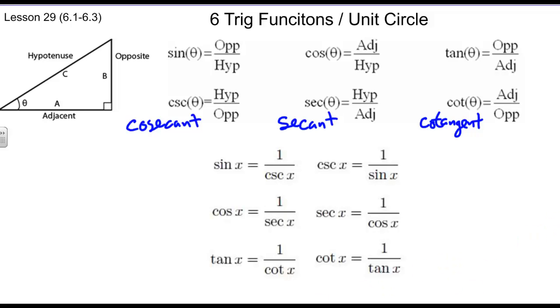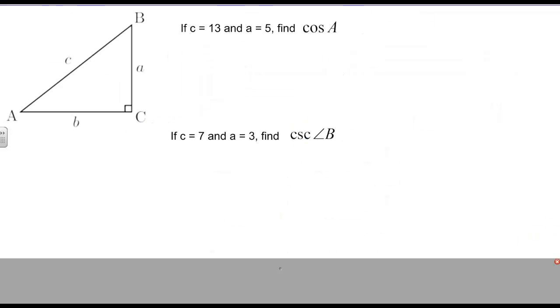So what we're going to do is take care of a problem that involves one of these ratios. If I know that I have in this right triangle a C value of 13 and an A value of 5, and I want to find the cosine of A, let's just copy this triangle out real quick. Here's A, and my A value is always opposite the angle. C value is the hypotenuse. Well, in order to find the cosine, I would have to find the adjacent, which is this side, over the hypotenuse, which is 13.